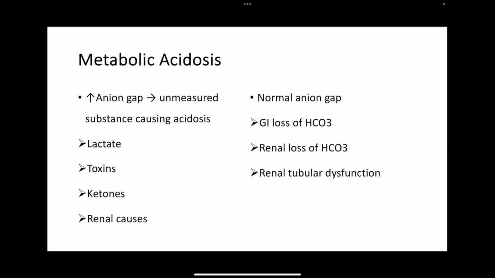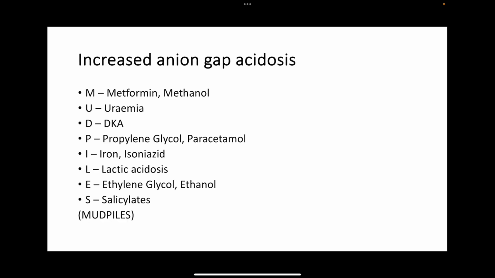So increased anion gap metabolic acidosis can be because of unmeasured substances that cause acidosis, like lactate, toxins, ketones, and renal causes, while normal anion gap metabolic acidosis can be because of GI loss of HCO3, renal loss of HCO3, and renal tubular dysfunction. Now the increased anion gap acidosis has different causes, and the mnemonic to remember is MUDPILES. M for metformin, methanol, U for uremia, D for DKA, P for propylene glycol, paracetamol, I for iron, isoniazid, L for lactic acidosis, E for ethylene glycol, ethanol, S for salicylates.